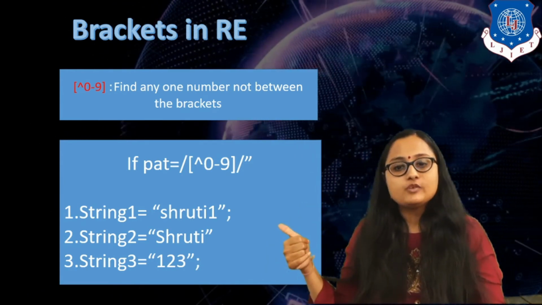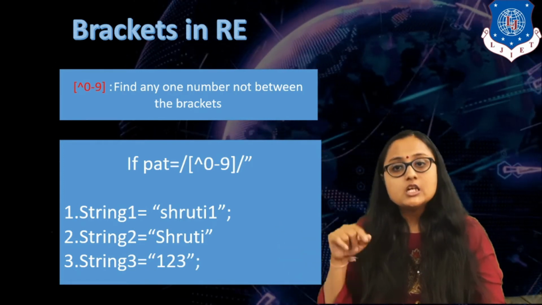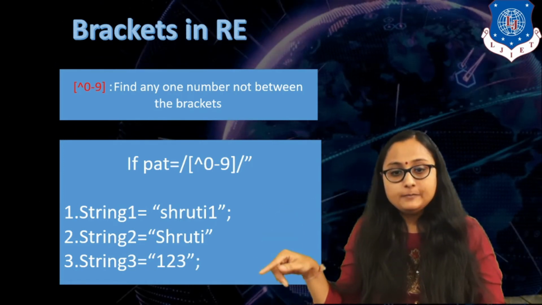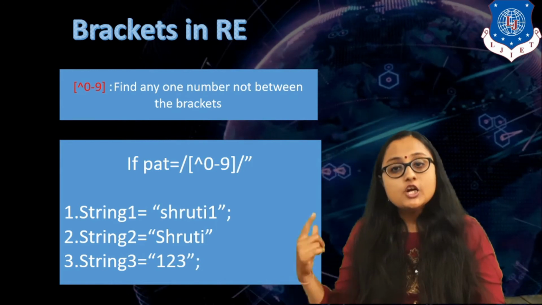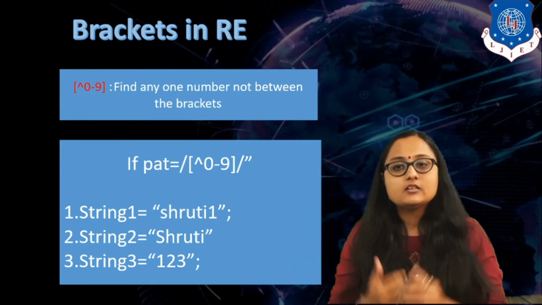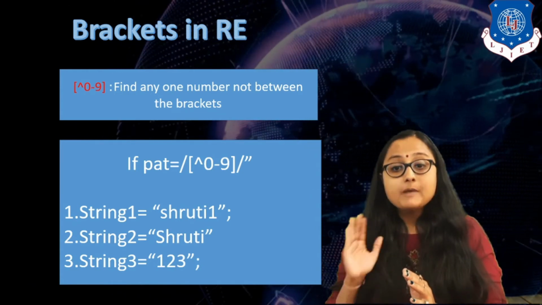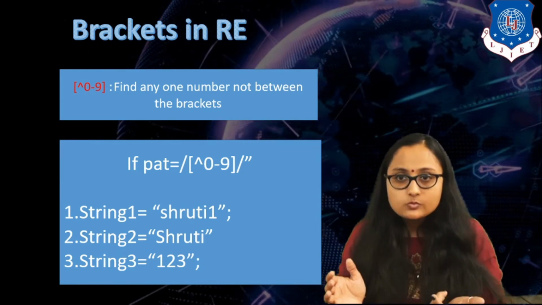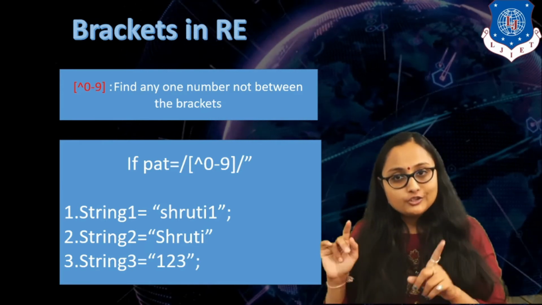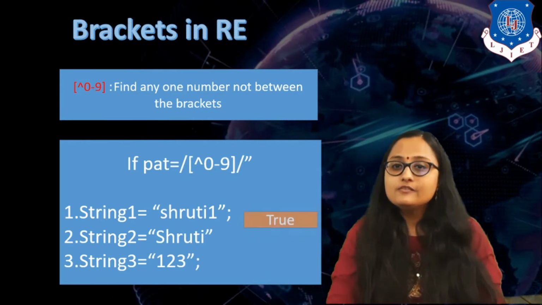So for example, if you have this pattern you have written, that is not 0 to 9, and you have these three strings. For string 1 you can see that you have written Shruti 1. So you have one number, but apart from that you have a sequence of alphabets. So according to this pattern, this string is valid.